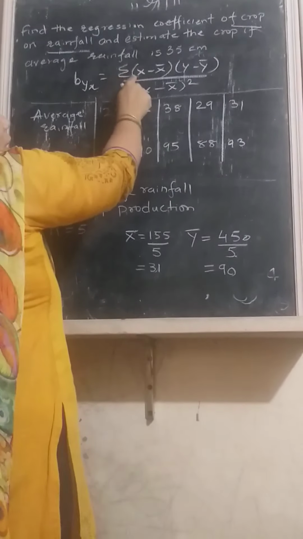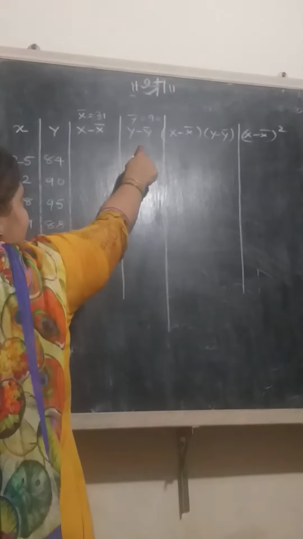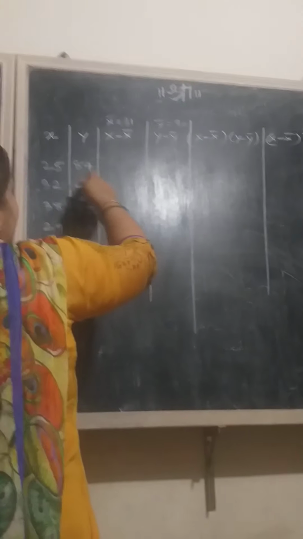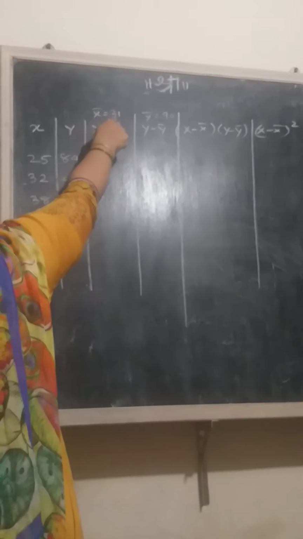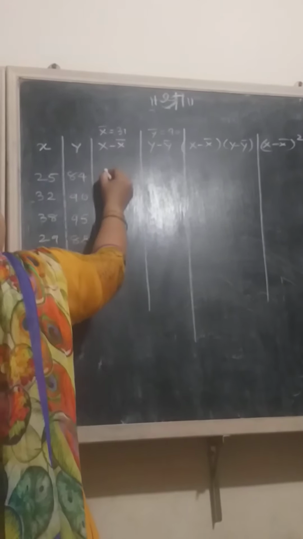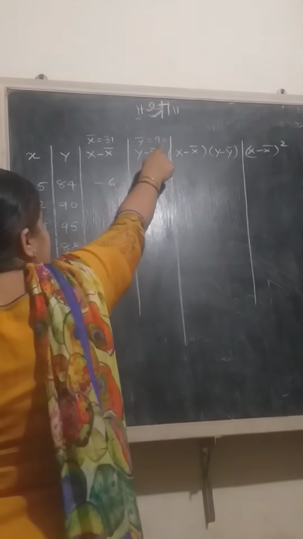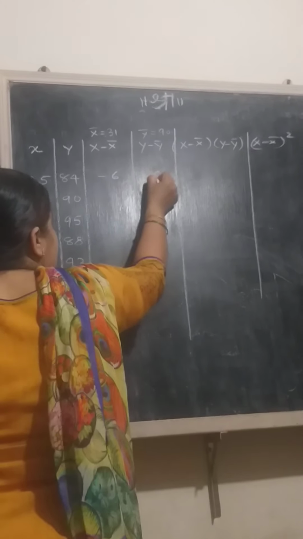So when I construct my table, I will have here x minus x bar, y minus y bar, multiplication of x minus x bar into y minus y bar, as well as x minus x bar square, right? Now here I will replace the value of x bar by 31 and the value of y bar by 90. So now let us calculate x minus x bar. 25 minus 31 is minus 6. Similarly, 84 minus 90 is again minus 6.